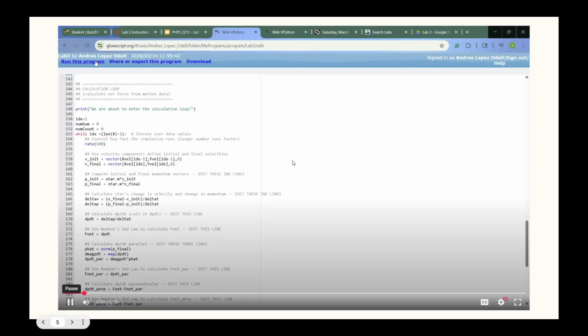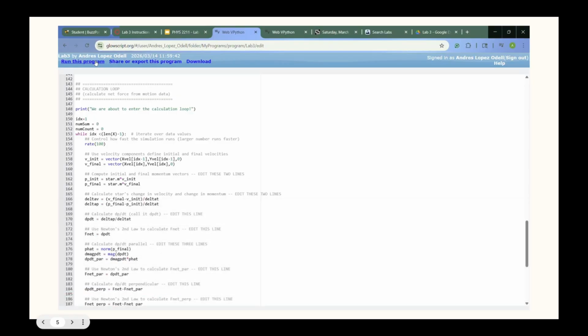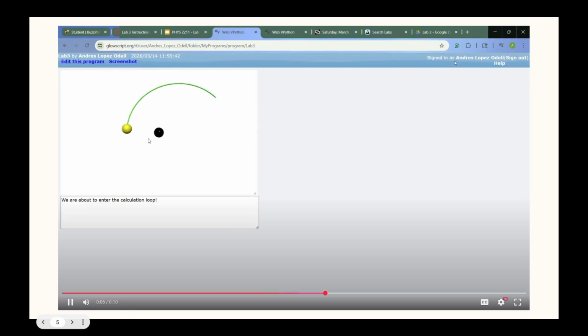And this is what it all looks like modeled in ClosScript. In yellow, we have the star orbiting the black hole.